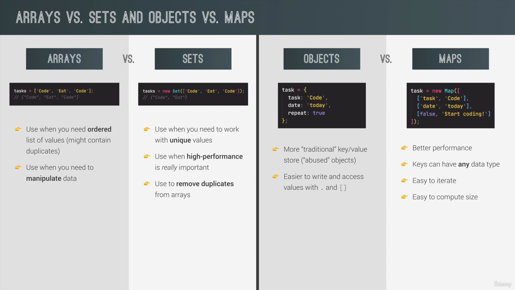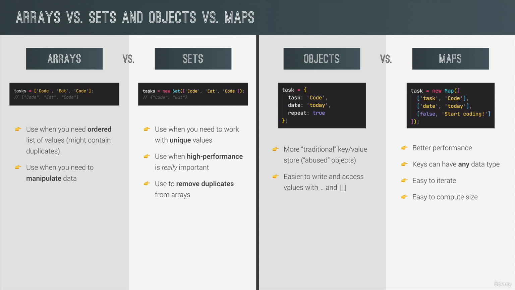But when to use objects and when to use maps? Well, objects have been the traditional key value data structure simply because we didn't have maps before ES6. But using objects simply as key value stores has a couple of technical disadvantages. And that's why some people say that we've been abusing objects for this. Now maps, on the other hand, are way better suited for simple key value stores, because they offer better performance, in fact. Also, map keys can have any data type, and they are also easy to iterate, and it's easy to compute the size of a map.